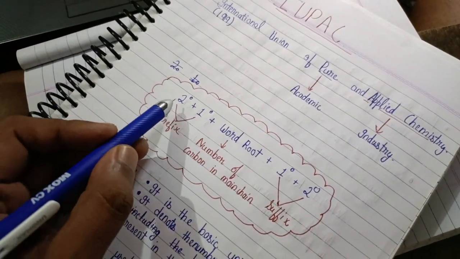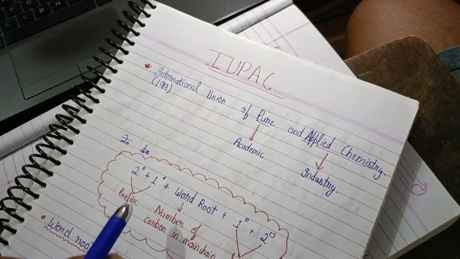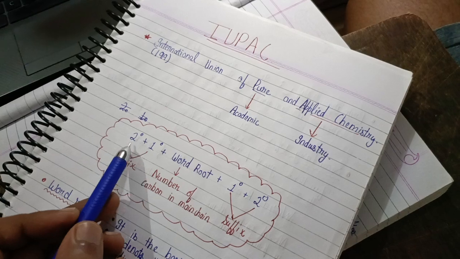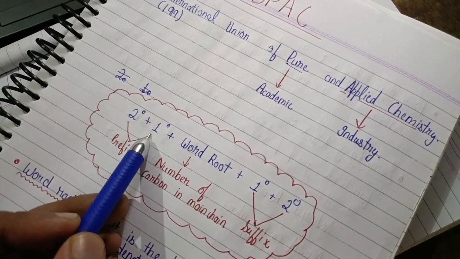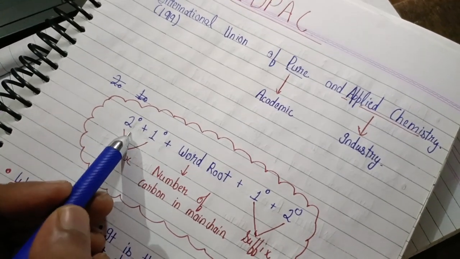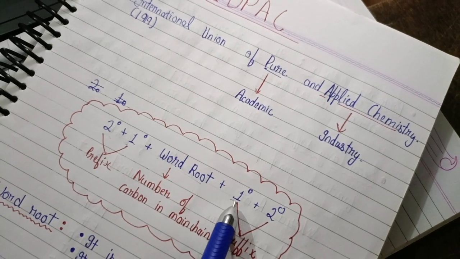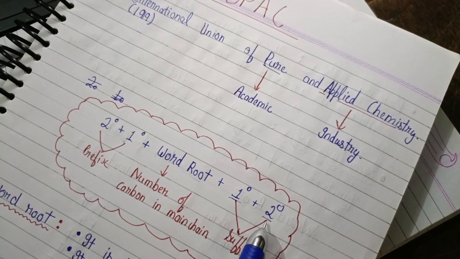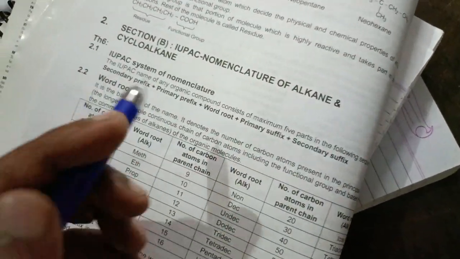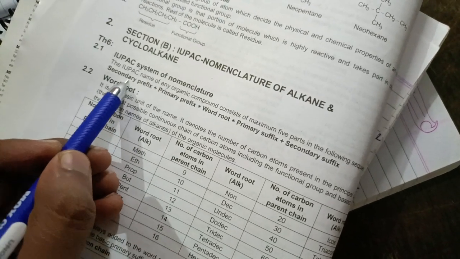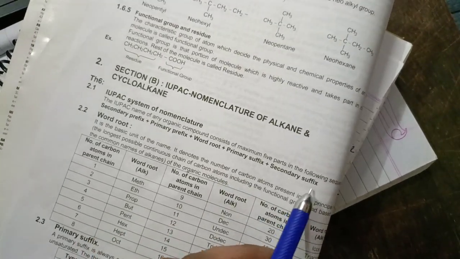See IUPAC. What's the format of writing a nomenclature name? Here it is: secondary prefix, primary prefix, word root, primary suffix, secondary suffix.